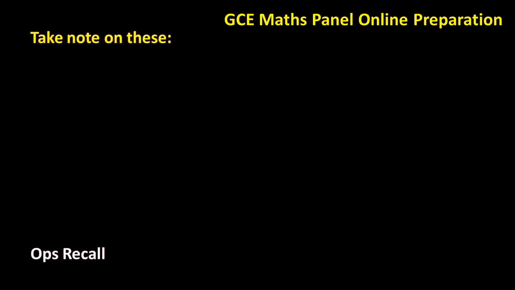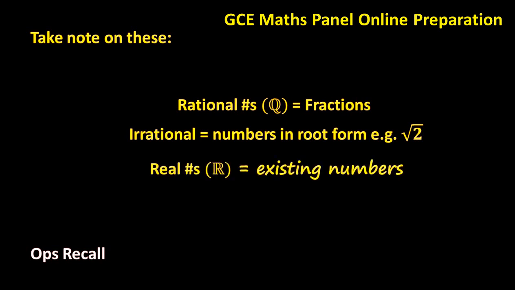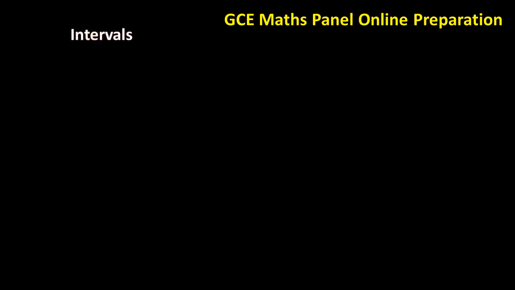Take notes on the following. Rational numbers, that is capital Q, that's their representation, are fractions. Irrational numbers are numbers in the root form. For example, you have root 2, root 5, root 7, root 11, and so on. Real numbers, represented by capital R, are numbers that exist. N star is a subset of the set N, and N is the same as Z plus. Z plus is a subset of Z, and Z is a subset of R. Set relations.